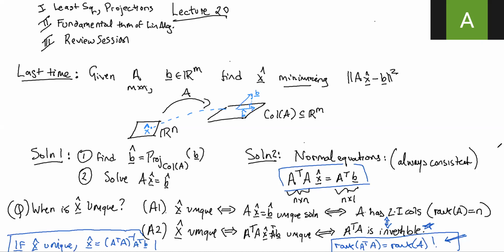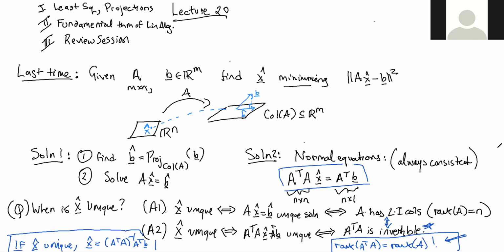Yes, please, you can ask. You raised your hand. So does that also mean that the product of A and A transpose will give linearly independent columns? Does it mean A transpose A has linearly independent columns? Yes. Because remember, A transpose A is a square matrix, so being invertible is the same as having linearly independent columns. Okay. Any other questions?